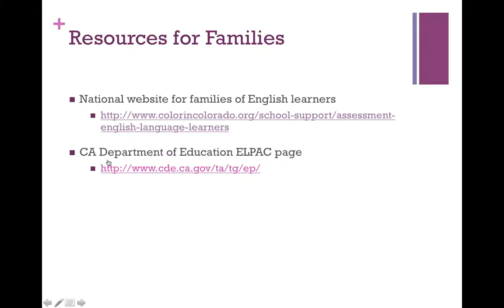And then the next one is the California Department of Education LPAC page. So this website just gives more information on that LPAC standardized test that English learners have to learn. Standardized tests are sometimes very difficult for families to understand, so this is a website for them to go to just to learn more and have a better understanding of the LPAC.